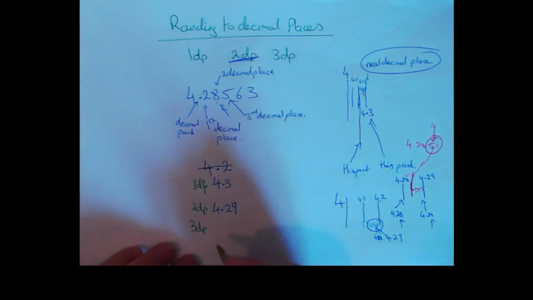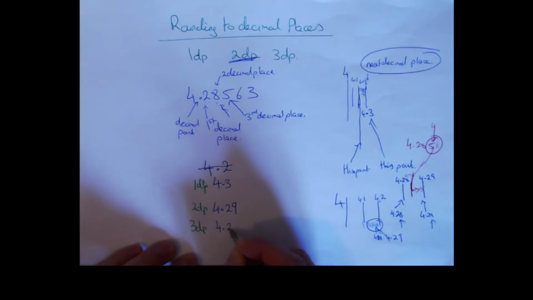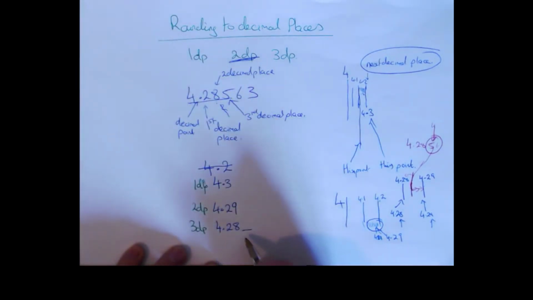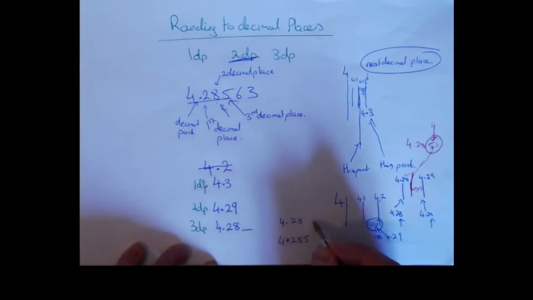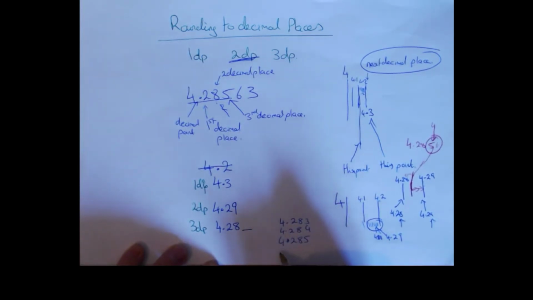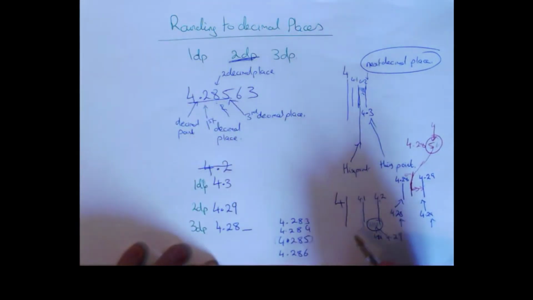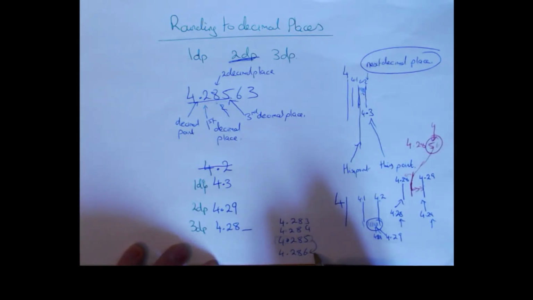So again, we're going to be at 4.28 something. Our number is 4.285. And what we're counting in is we're going 4.283, 4.284, 4.285, 4.286. So we have 4.285 so far. The question is, are we closer to 4.286 or 4.285?